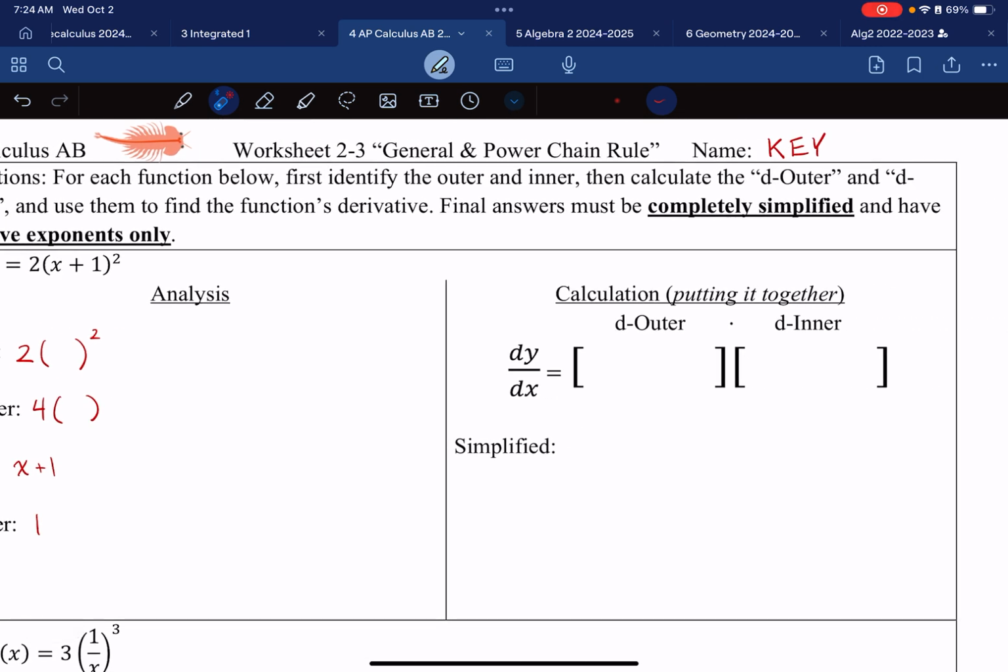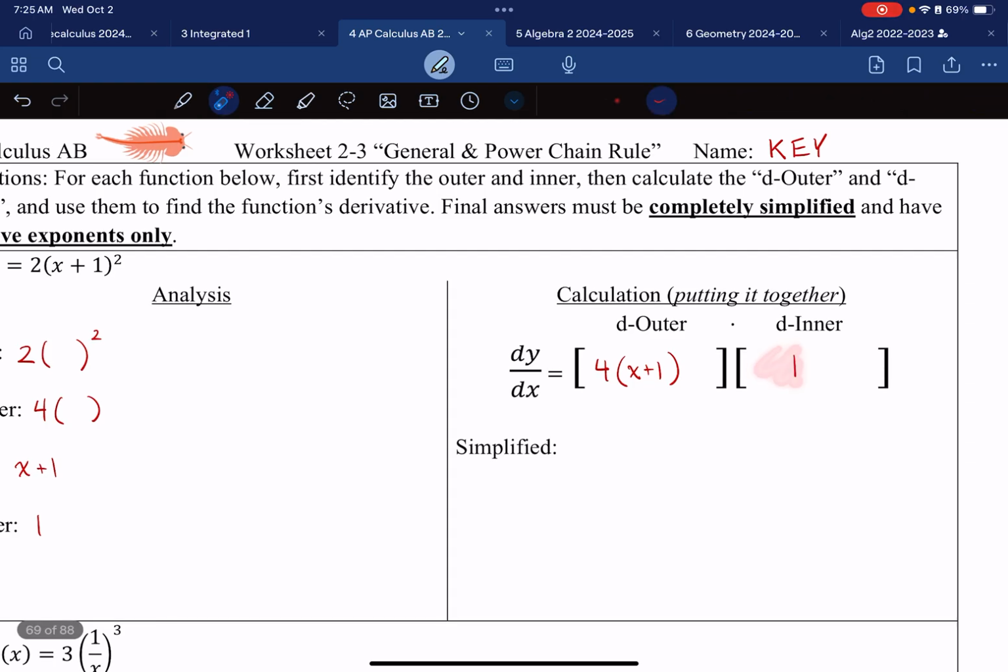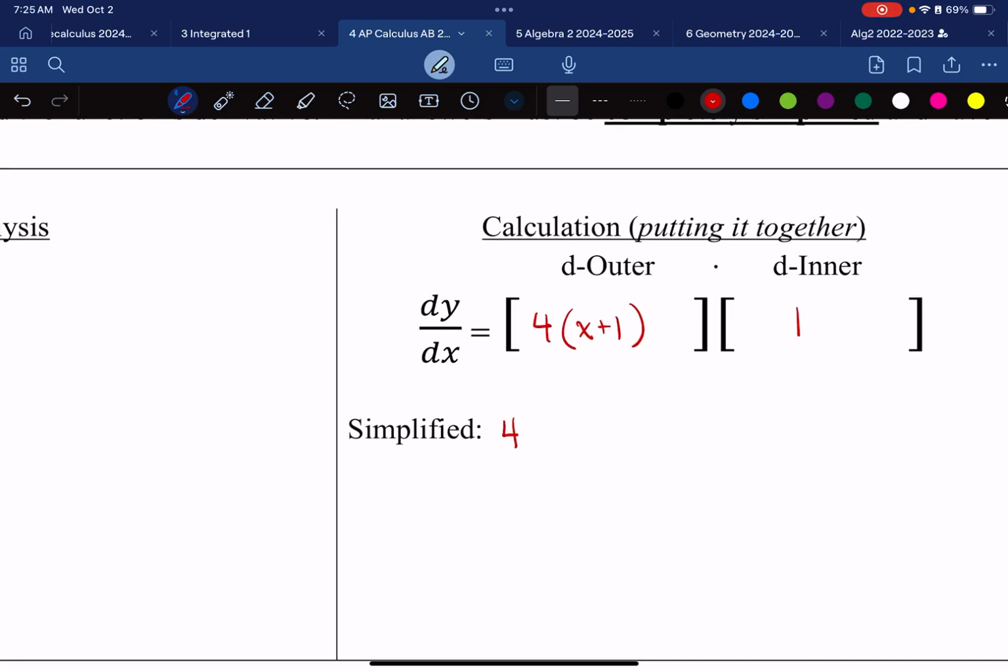Anytime you take the derivative, it's always the d-outer times the d-inner, the derivative of the outer times the derivative of the inner. So the d-outer we have over here, it's 4 times some stuff. What is that stuff? Well, it's the inner, it's the inside, it's the x plus 1. What is the d-inner? In this case, it's just 1. When I multiply everything together, it's like you don't even multiply by the 1. It's not even there. I can distribute the 4 and call it a day. It's 4x plus 4.